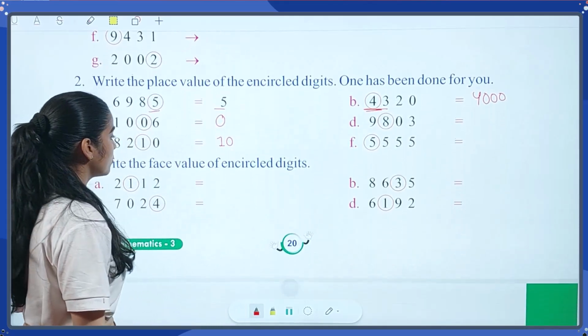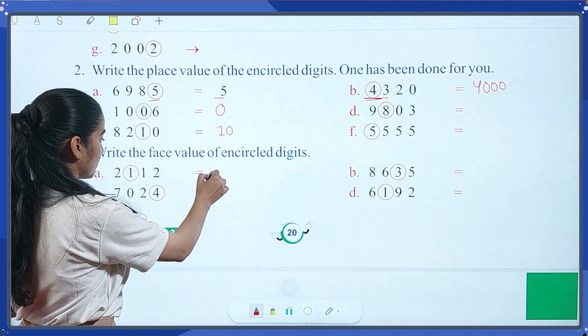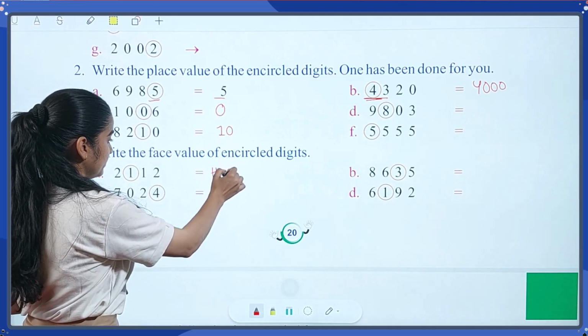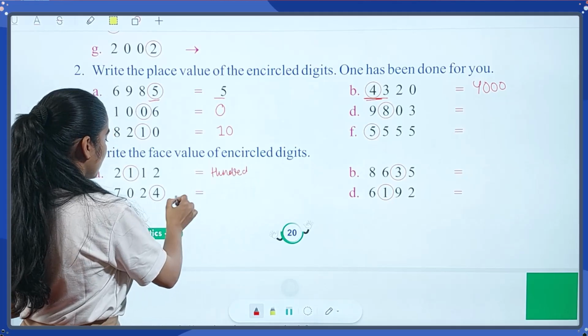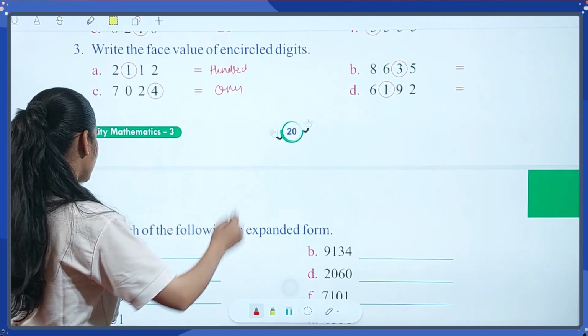Write the place value of encircled digit. So what is the place value of 100? 4 is ones. So in same way you have to do for the rest two questions.